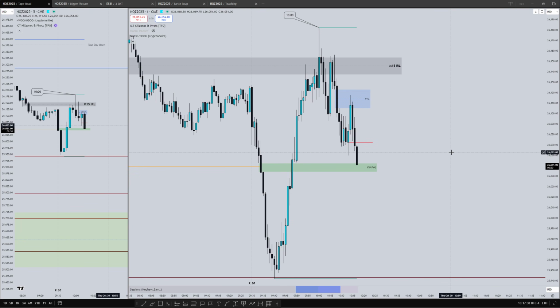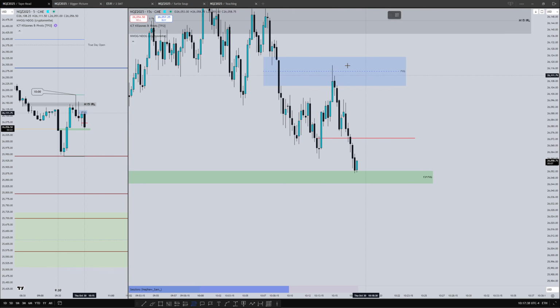I guess first presentation fair value gap, something to be keeping in mind of, but let's see. It's a discount PD array, so it should offer premium. Dealing range would be here of whatever swing low we form.